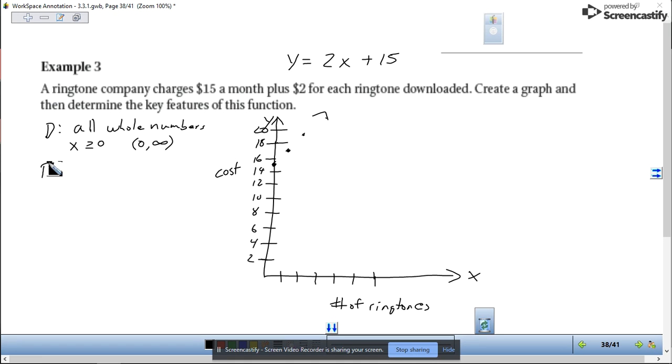All right. So your range is y is greater than or equal to 15. Okay. You're telling me that 15 is the lowest point you have. It would be worth pointing out that you could write it as the list of numbers 15, 17, 19, and so on. Okay? Because it keeps going on forever and ever, depending on how many ringtones you download. All right? So, it's linear. It's increasing.